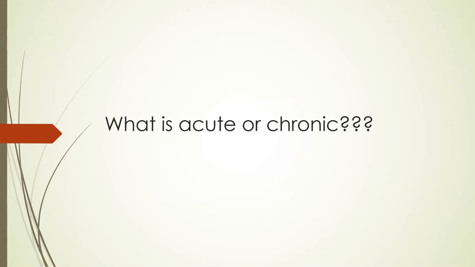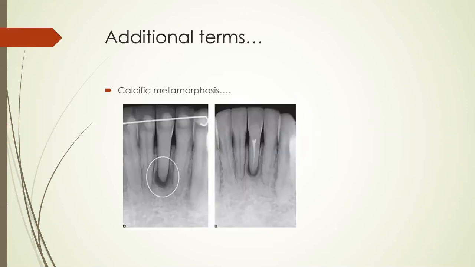Now there are other terms related to pulpal pathosis, that is calcific metamorphosis. What actually is calcific metamorphosis? In response to trauma, there is a deposition of hard tissue within the canal space. We cannot appreciate the radiolucent line, that is the pulp canal, because the whole space has been filled with hard tissue. So we have to assess the condition, whether to initiate root canal treatment or not. At times they have a very narrow canal, then we have to go for root canal treatment.